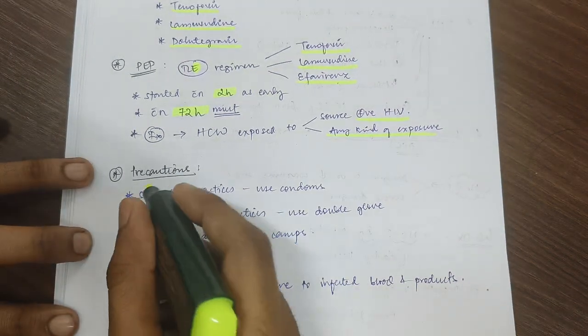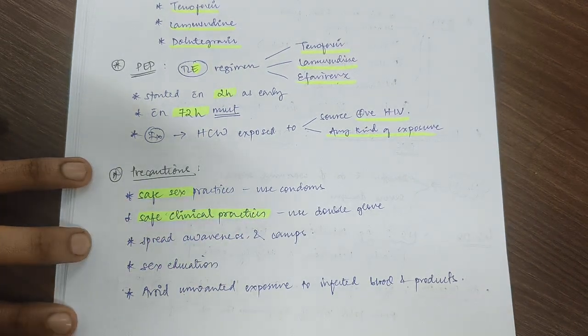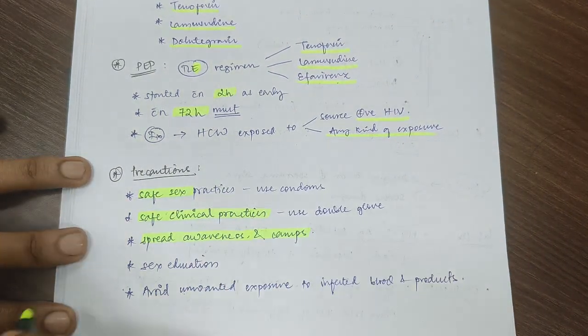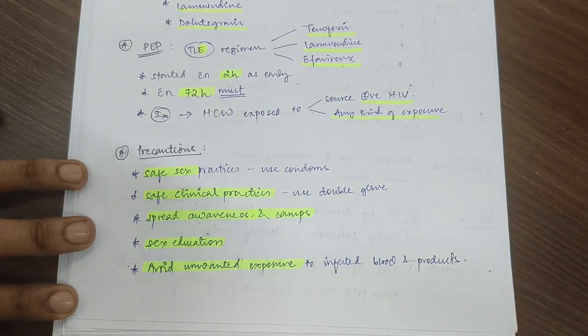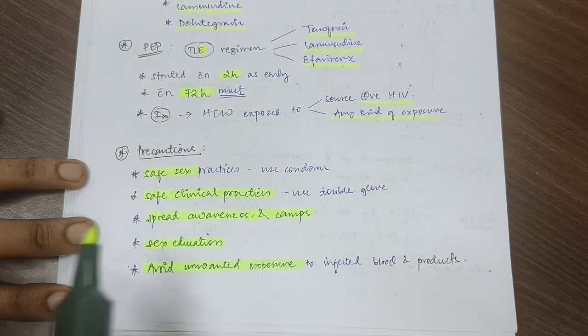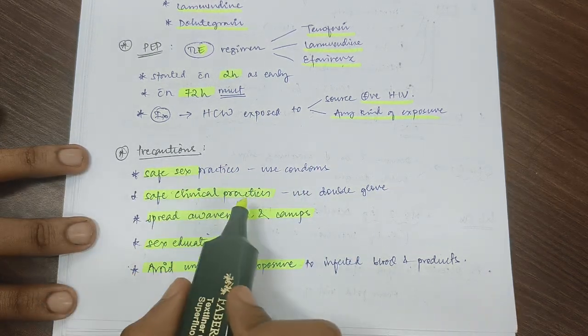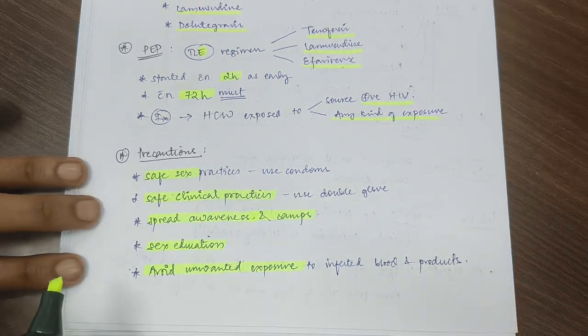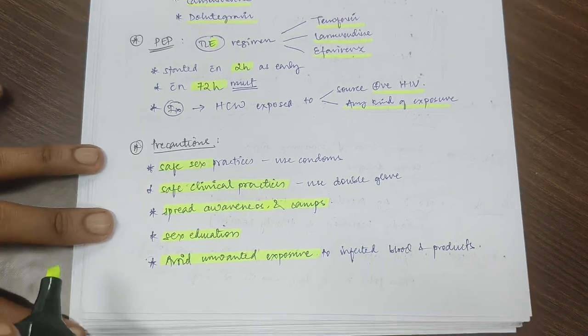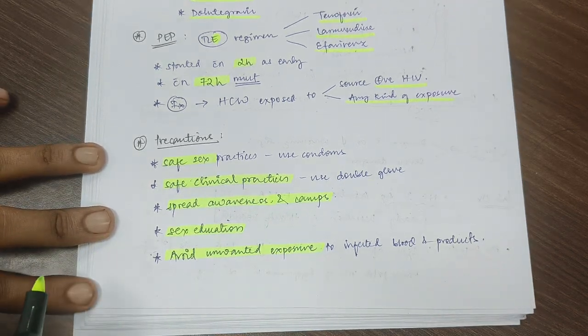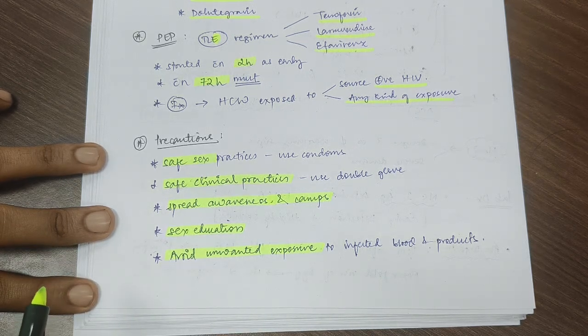Precautions: safe sex, safe clinical practices, spread awareness and camps regarding it, sex education, and avoid unwanted exposure to the infected people. Safe sex means using condoms, okay, they are physical barriers. Then safe clinical practices, using double gloves for the positive patient. Then spreading awareness and camps, and eradicating the social stigma of the disease, and sex education regarding safe sexual practices and the advantages of using condoms. There are other advantages also, such as a contraceptive measure, it can lead to contraception also. If the people are having so many kids, it helps in contraception.